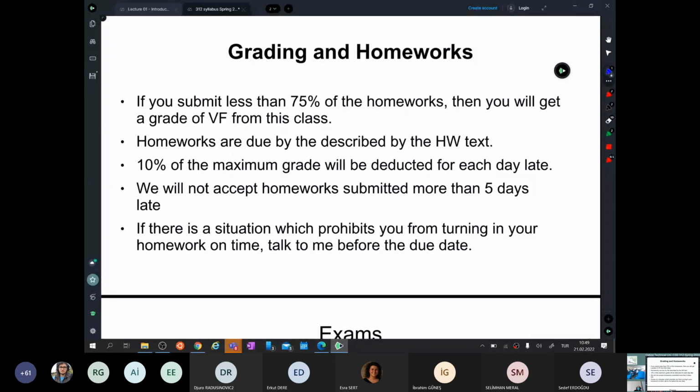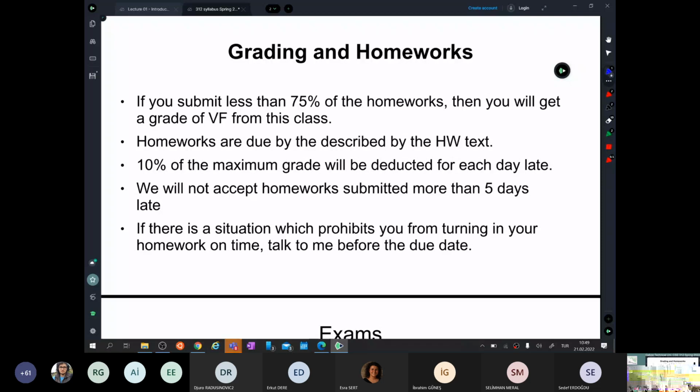Homeworks are due by the described date, which is specified by the homework text. Homeworks will be submitted to the Teams page. Teams does a very good job of keeping track of how many days and how many hours remain for your submission, etc. Usually we allow 4 or 5 days of grace period. You are allowed to submit late, up to 4 days maybe, but for each day late, we are going to deduct 10% of your maximum grade.